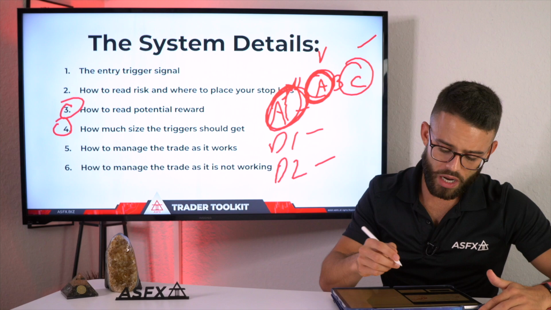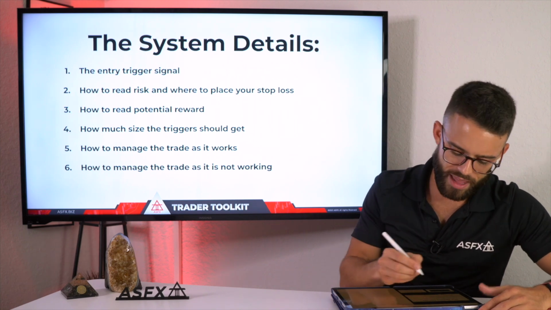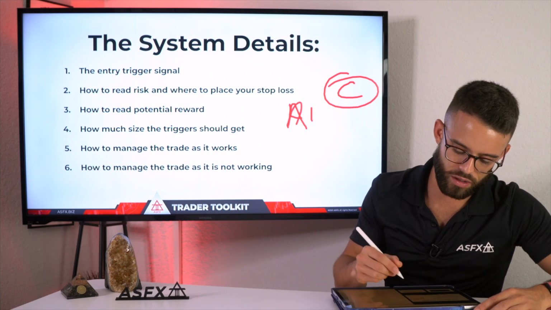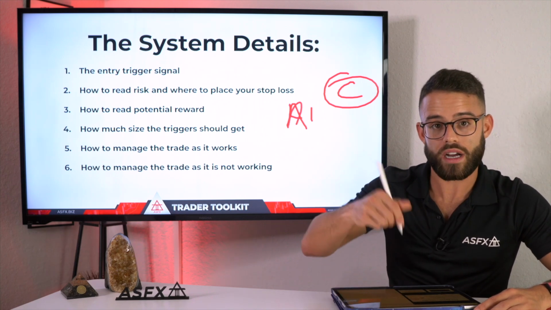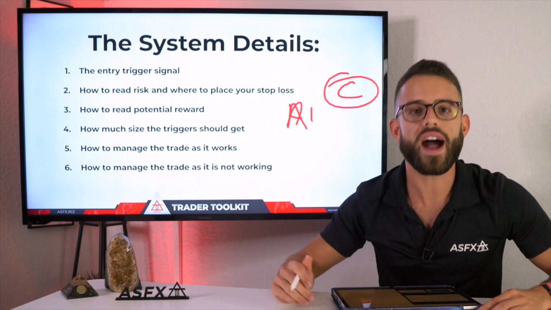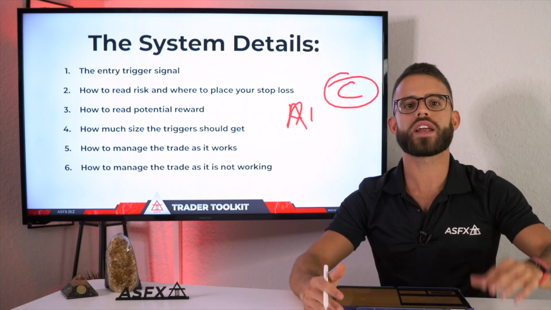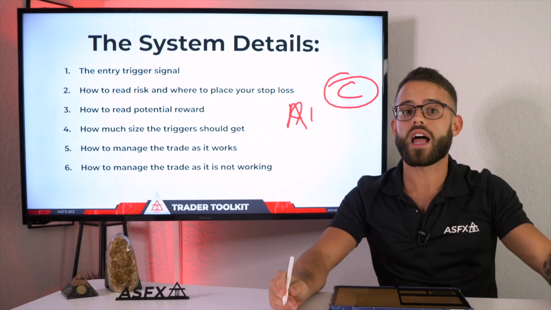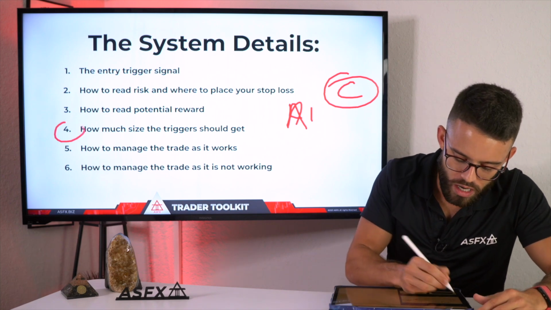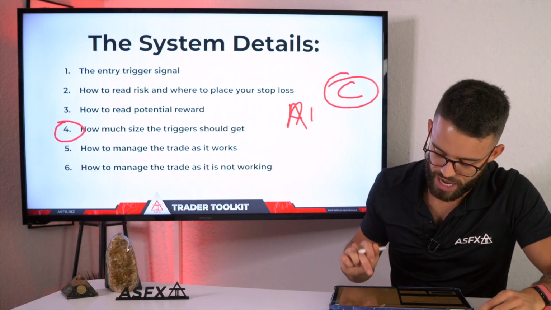That's written in the plan. For example, just on the other side of that, let's say we see a C setup for the A1 entry or even the D1 entry, it doesn't matter. That setup, because it's going to be written in our trading plan, we'll know that should maybe get just 0.25%. If the best trade gets 1%, the least probable trade should get a lot less than that because it's a lower probability setup. So that's number 4, how much size the trigger signals should get.